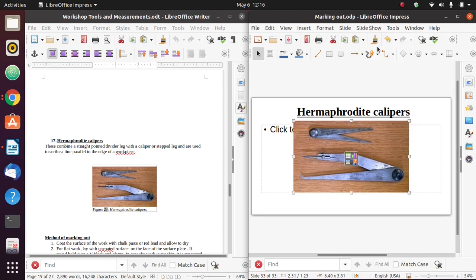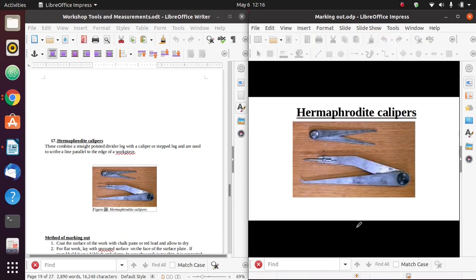These are known as hermaphrodite calipers, also known as odd leg or Jenny calipers. The reason is that we have one leg that is straight, and we have another leg that is bent. Now, what do we use these calipers for? If I want to draw a line that is parallel to the reference edge, for example, a line 5 centimeters from the reference edge, I will take these hermaphrodite calipers, then measure 5 centimeters between those two legs.